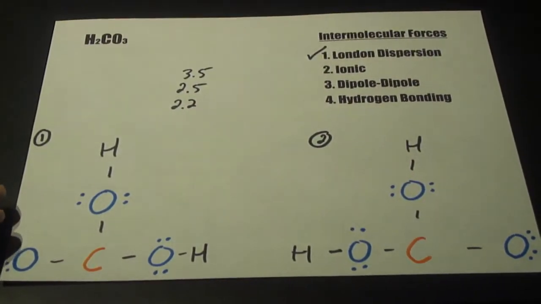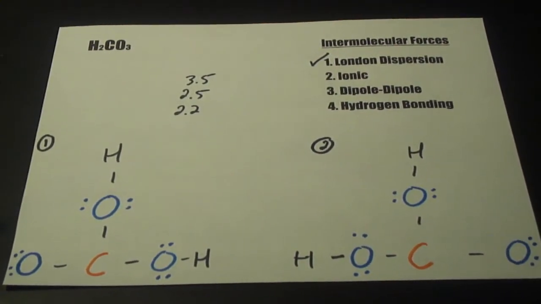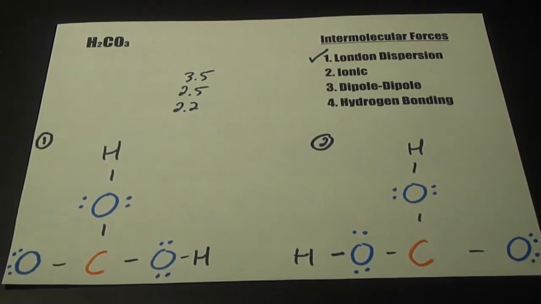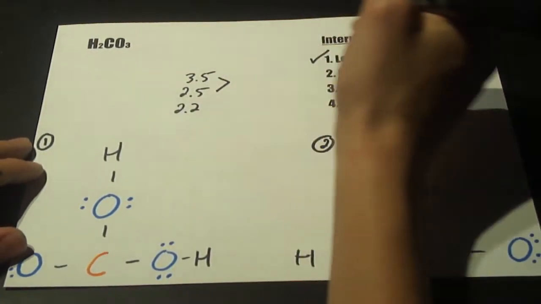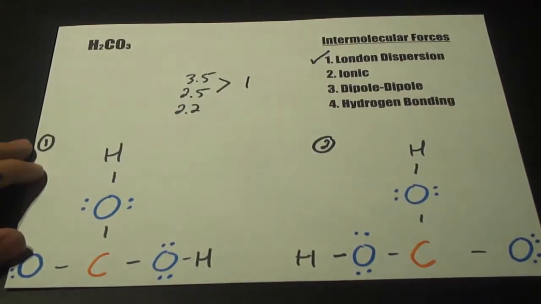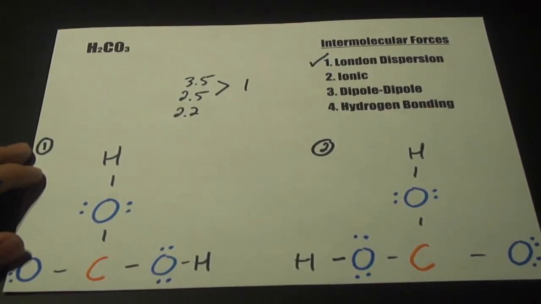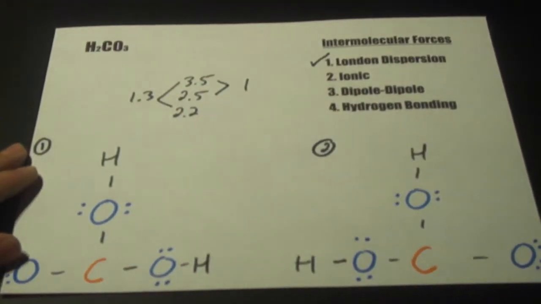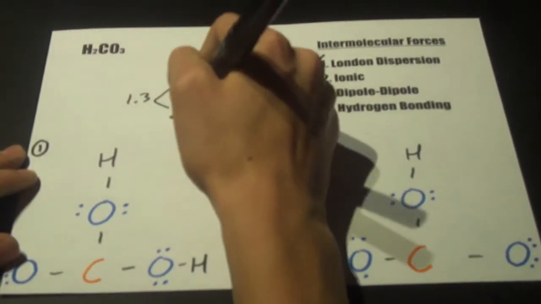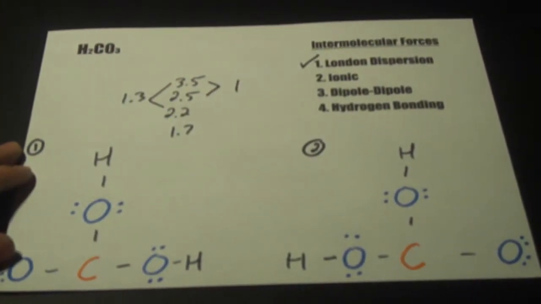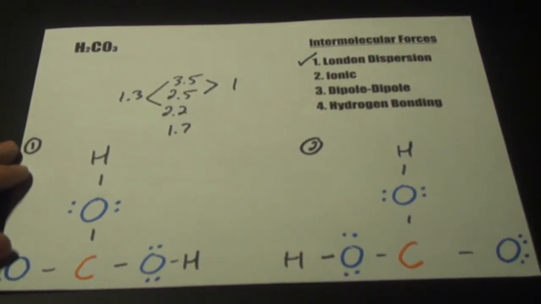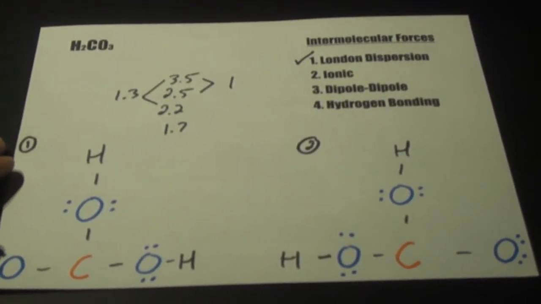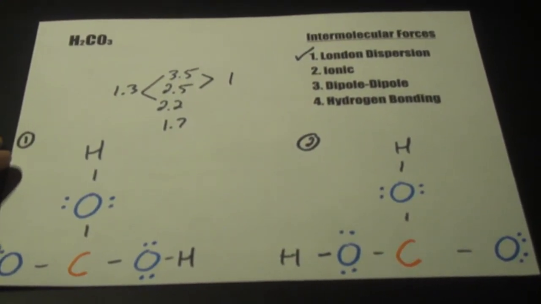Now, we need to take the difference of each bond to figure out if they're ionic or covalent. So, for the bond between carbon and oxygen, we need to take the difference of 3.5 and 2.5, which is 1. For the bond between oxygen and hydrogen, we need to take the difference of 3.5 and 2.2, which is 1.3. Since both of these numbers are less than 1.7, all of these bonds are covalent. And since these molecules are identical, the same could be said for this molecule. Since there are no ionic bonds in these molecules, no ionic intermolecular forces are displayed.